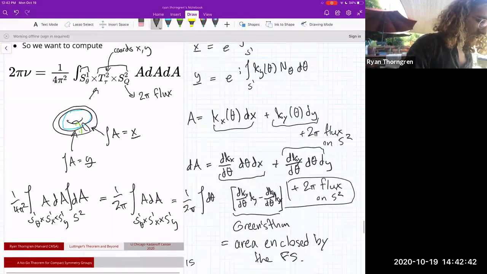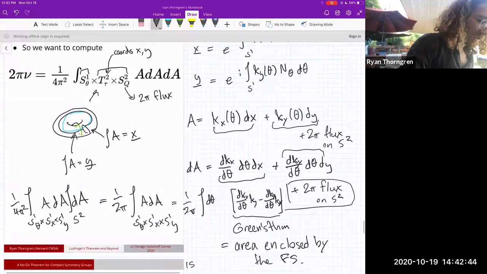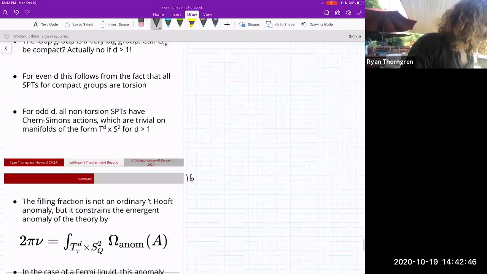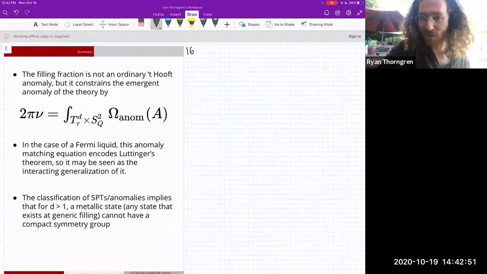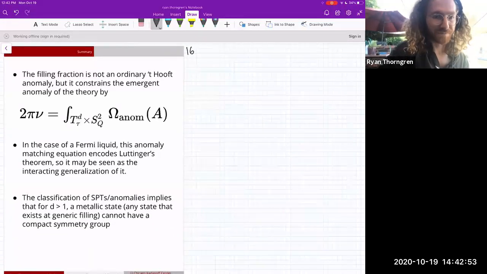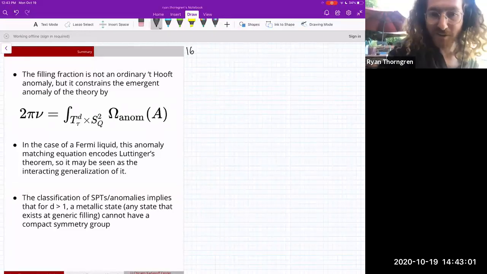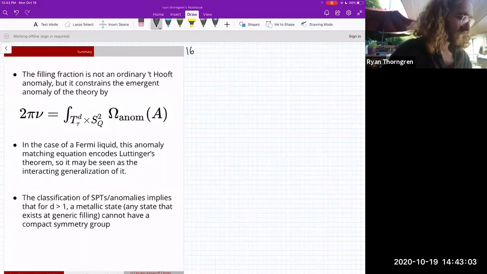So yeah, let me end there and thank you. Just to give you my summary, this is the equation we talked about or derived. And in the case of a Fermi liquid, this encodes Luttinger's theorem. So I do want to say that this is the interacting version of Luttinger's theorem. So thank you very much.